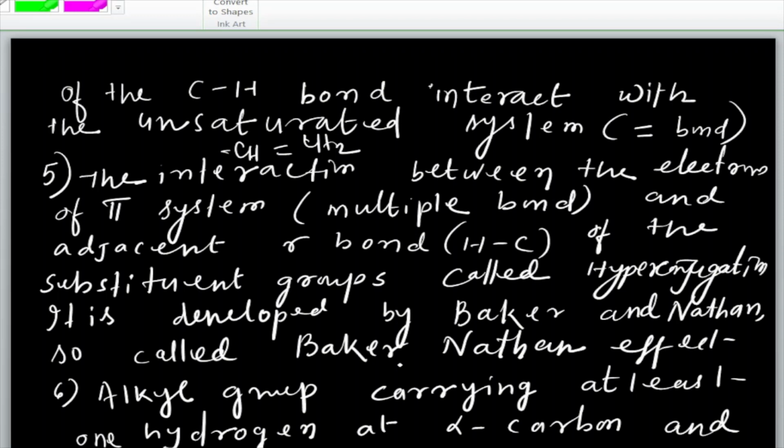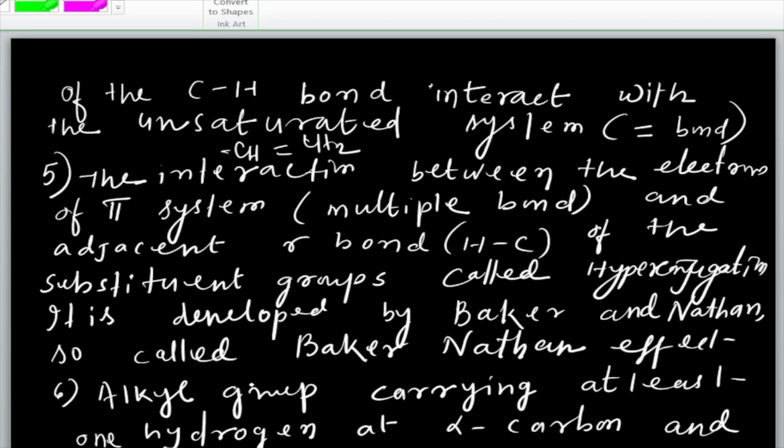Now see in detail. Till now what have you understood? If the CH bond is attracted to the unsaturated system, the double bond, then this is the example. Now this pi electron interacts with the sigma bond, that very strong CH bond here, and then what happens? The stabilization is called hyperconjugation, and it is called the Baker-Nathan effect.